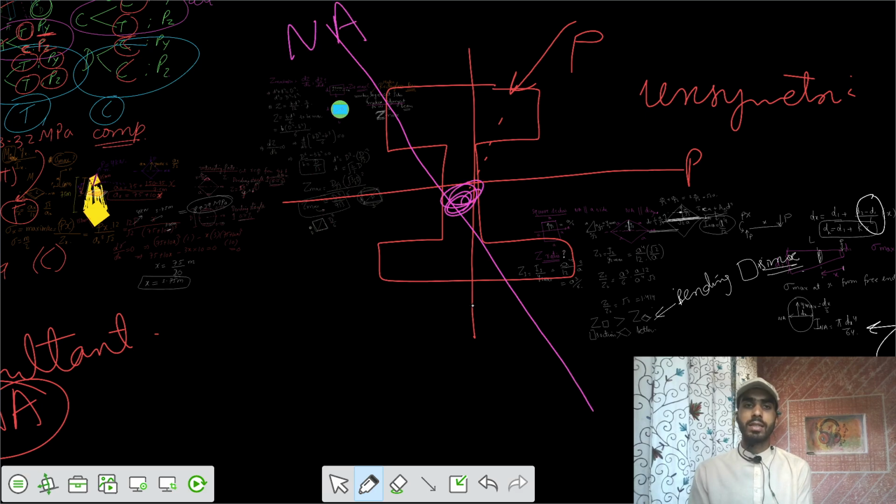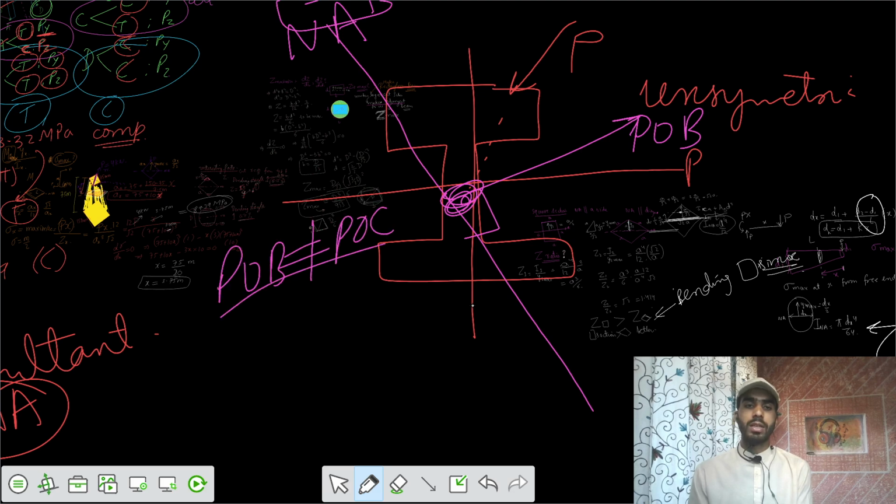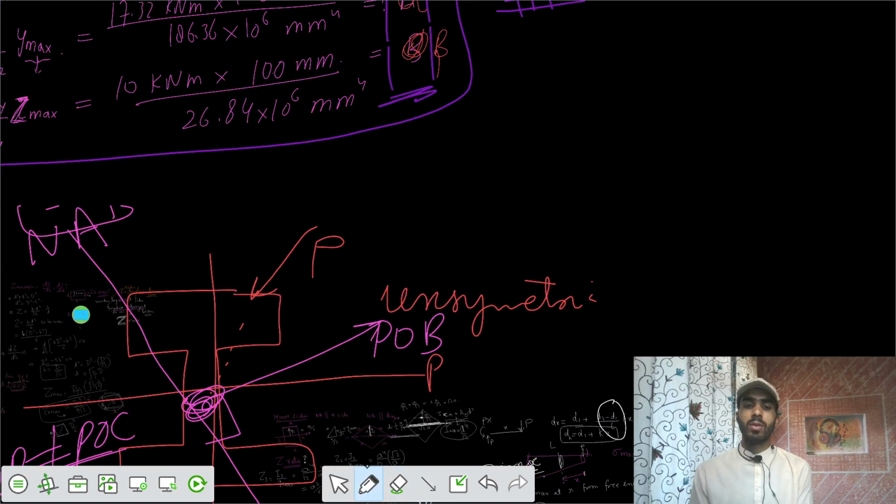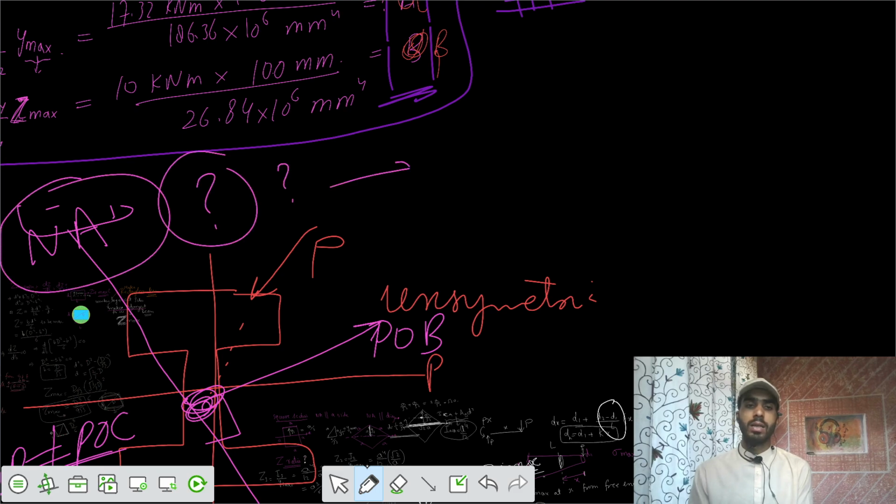Let's say the resultant neutral axis passes in this way about the centroid. If you draw a perpendicular to that, you have the plane of bending. The plane of bending does not coincide with the plane of couple, so it is unsymmetric bending. In the next problem we will be solving for the location of the neutral axis. I hope you understood the problem.